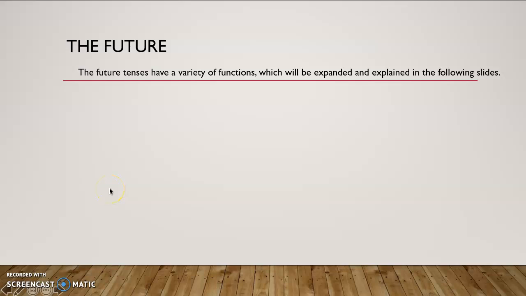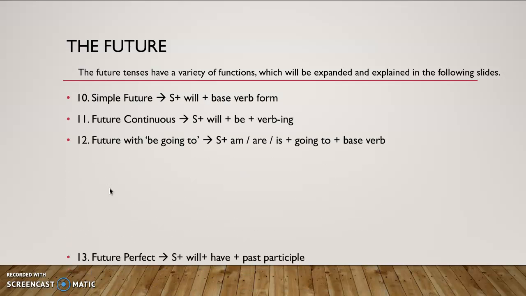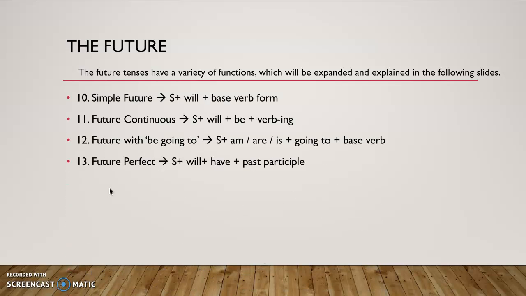Our final installment in the tense equals time presentation will discuss the 5 future tenses. The 5 future tenses have a variety of functions, which will be expanded and explained in the following slides. The simple future and the future continuous and the future with be going to are some of the more common future tenses, with the future perfect and the future perfect continuous being less commonly used.